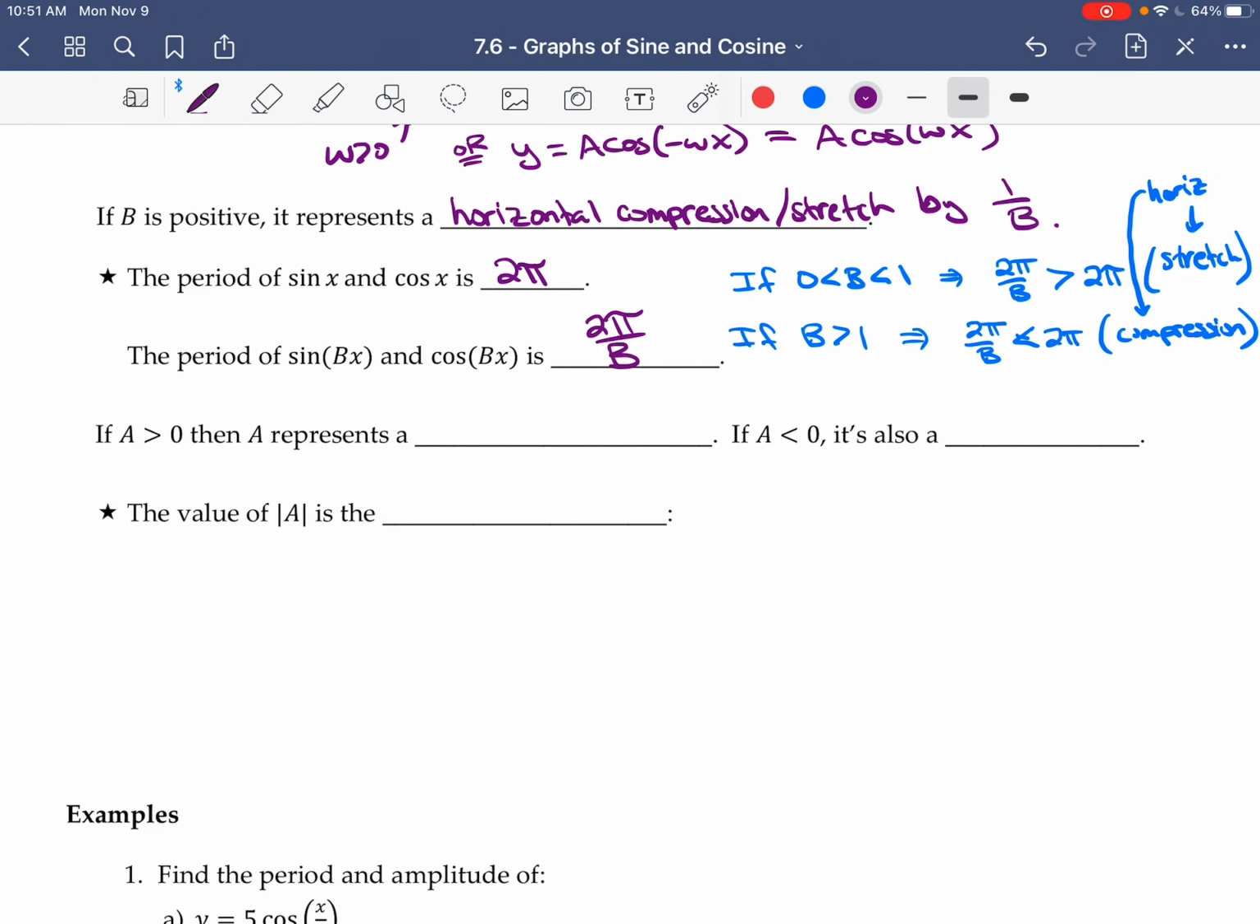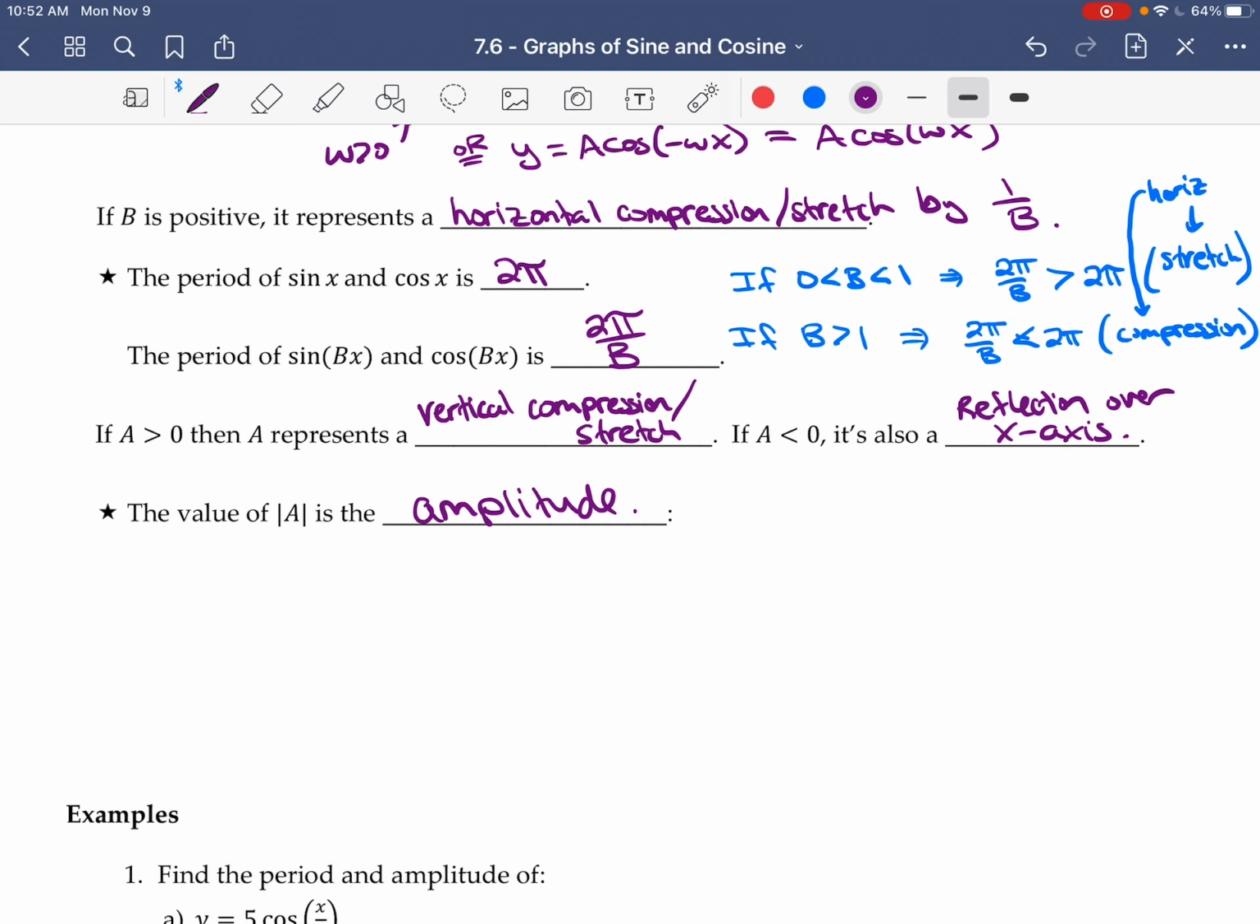A, if it's bigger than 0, a represents a vertical stretch or compression. Okay, if a is less than 0, so if it's negative, it also represents a reflection over the x-axis. Now the absolute value of a, we call that the amplitude.